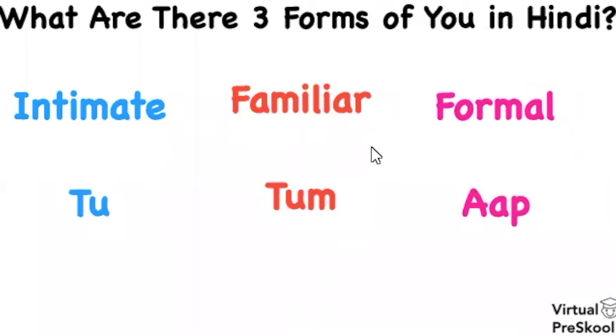The intimate form of you is tu. So to say, how are you? in the intimate form, you'd say, tu kaise ho? The familiar form of you is tum. So it's tu with an m at the end, tum. So how are you would be tum kaise ho? And the formal form of you is aap. How are you would be aap kaise hain?